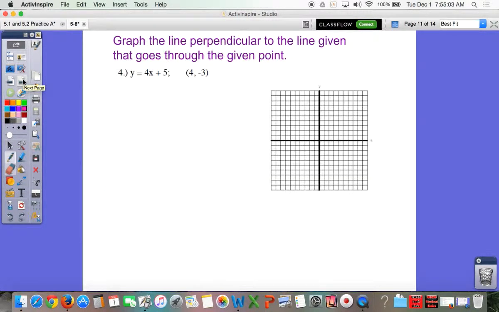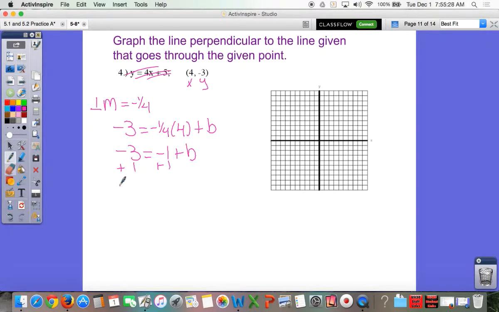The fourth one, I want you to try on your own. Hit pause, and then I'm going to put the answer up here for you. Okay, you should have gotten that your perpendicular slope was negative 1/4. Plugged it in to get negative 3 equals negative 1/4 times 4 plus b. Didn't care about that anymore. So you should have gotten negative 3 equals negative 1 plus b. Added 1, negative 2 equals b. To get y equals negative 1/4 x minus 2 for a final answer.